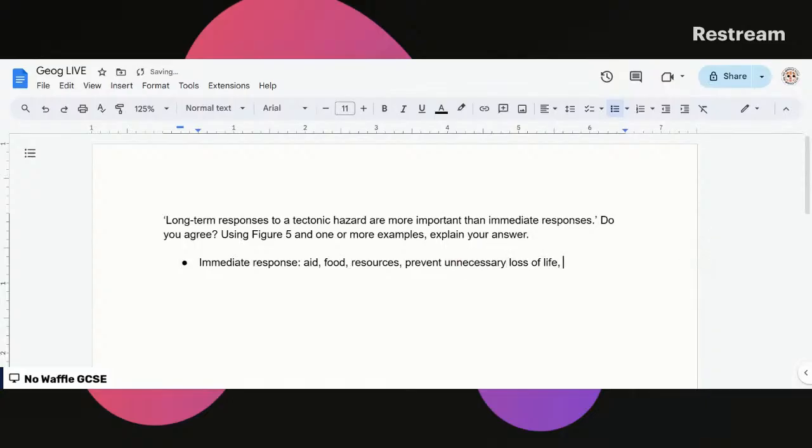And another thing is, if it was also the medicine, then it will prevent the spread of diseases as well. So immediate responses are important in that respect because loss of human life, you could argue, is the most important factor if you're considering the effects of a natural tectonic hazard.